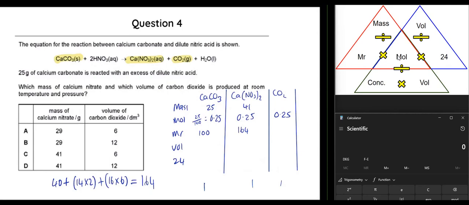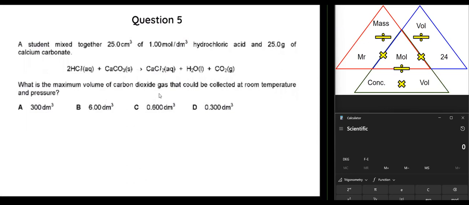So it can't be A and it can't be B. Now we need to work out the volume of carbon dioxide. Well, we're now in our vol-mol 24 triangle, so we can do the moles times by 24, which gives us 6. A volume of 6. Answer must be C.